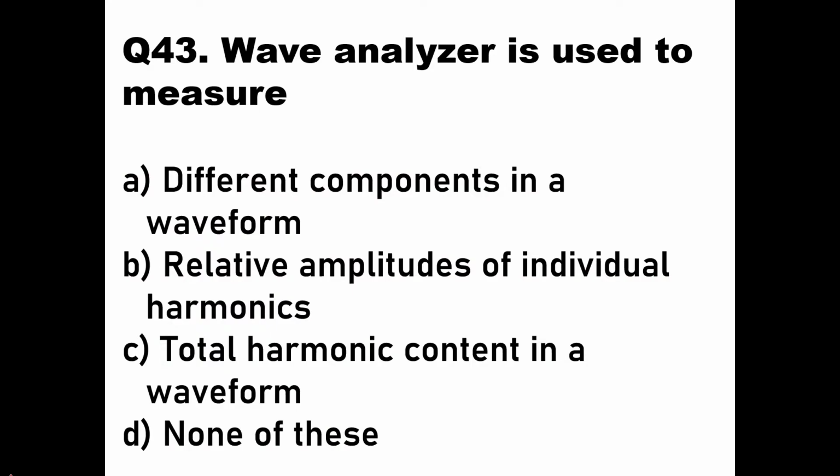Question number 43. Wave analyzer is used to measure. The options are different components in a waveform, relative amplitudes of individual harmonics, total harmonic content in a waveform, and none of these. Total harmonic content, we know, is measured by the harmonic distortion analyzer. But a wave analyzer will measure the amplitude because it is basically a voltmeter. Harmonics means multiples of the fundamental frequency, so relative amplitudes of the individual harmonics should be the answer here. So option B will be the right answer. Then we'll go to the next question.